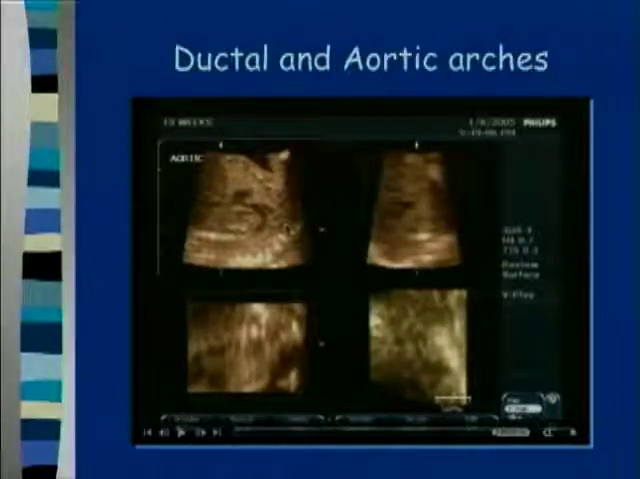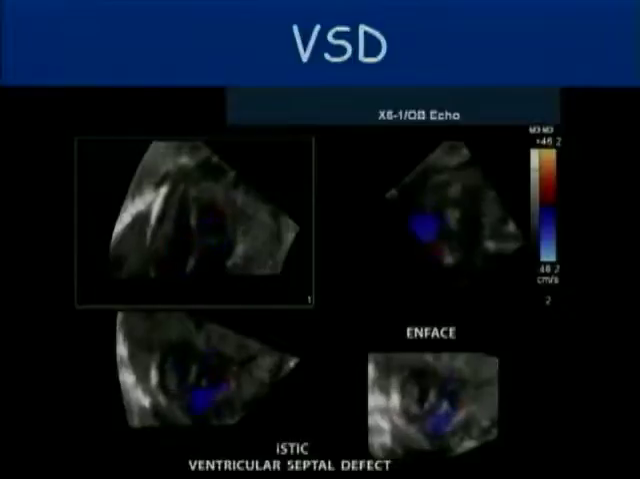So if you can't get your outflow tracts in your traditional ways, we will always go and put it along the descending aorta, along the spine, put the cursor in the middle of the aorta at about the level of the diaphragm, and then just rotate on it, and you will go from your ductal arch to your aortic arch, or vice versa. I find this very helpful on 2D. I just go looking for the descending aorta and start rotating on the spine and trying to get my arches.